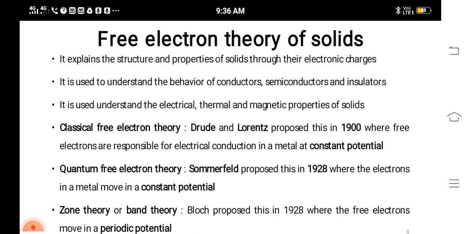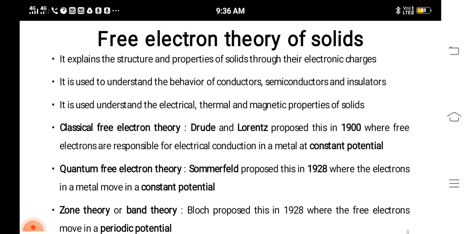Free electron theory is subdivided into classical free electron theory, quantum free electron theory, and zone theory or band theory. Now we'll see one by one. First, classical free electron theory. This theory was proposed by Drude and Lorentz in the year 1900, where free electrons are responsible for electrical conduction in a metal at constant potential.